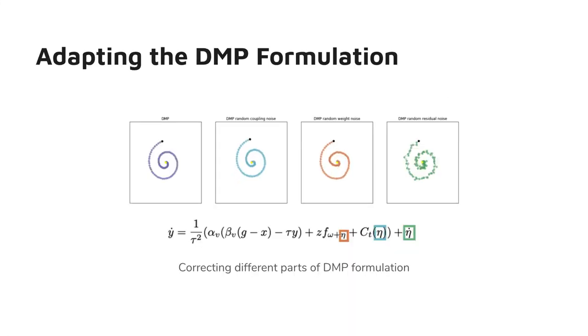However, applying corrections to different parts of the DMP formulation can lead to very different behaviors. Context-rich manipulations can benefit from local exploration along a nominal trajectory. Adapting in task space, depicted in green in this figure, gives us precisely this. Therefore, we propose the following residual learning from demonstration framework expressed in task space.